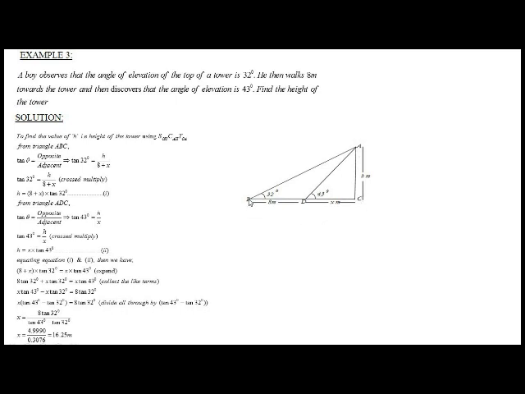We know from this movement, the movement of the boy from B to D is 8 meters. But we don't know the distance from D to C, which is to the tower. That is why we represent it with what? X meters. But this is the height we are looking for.